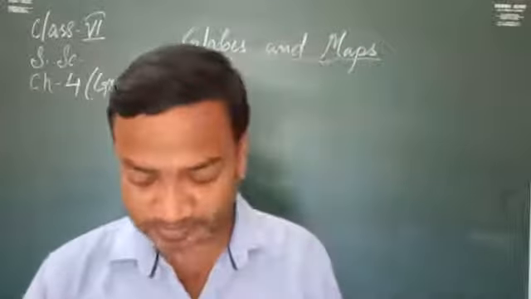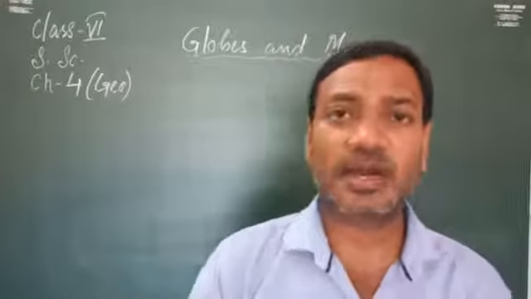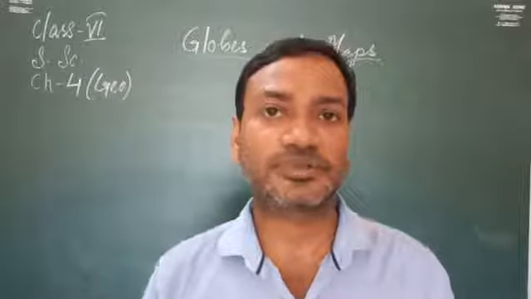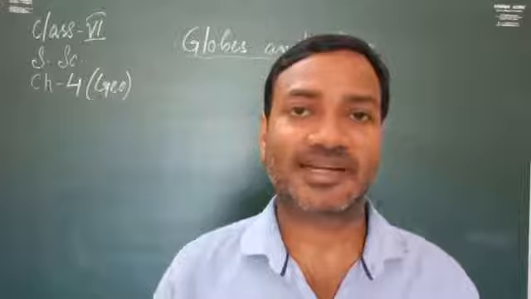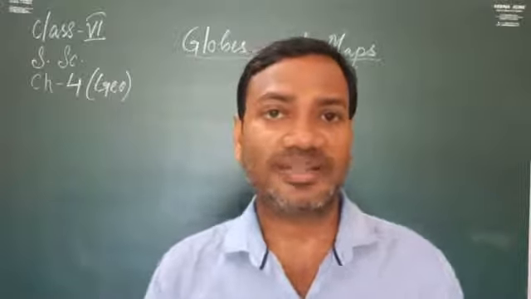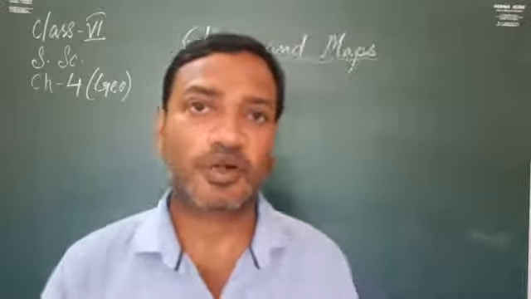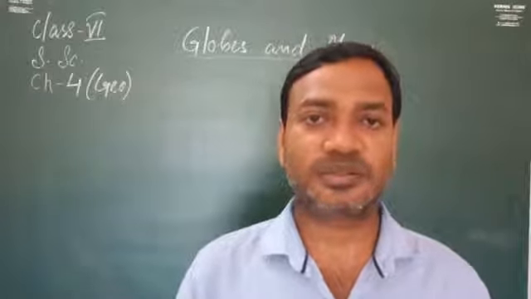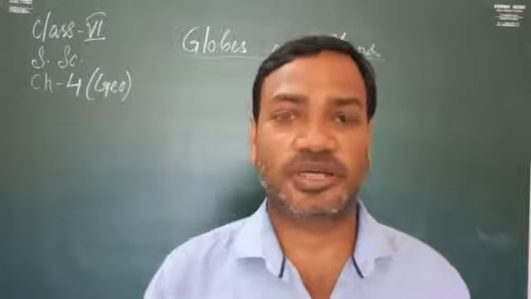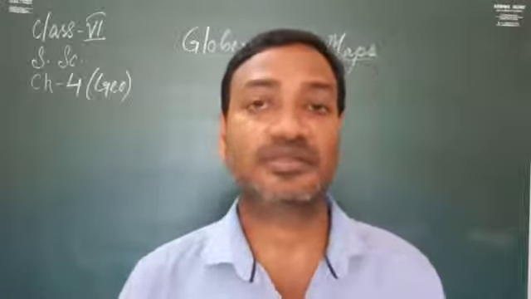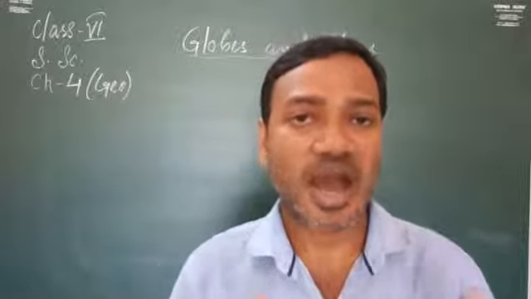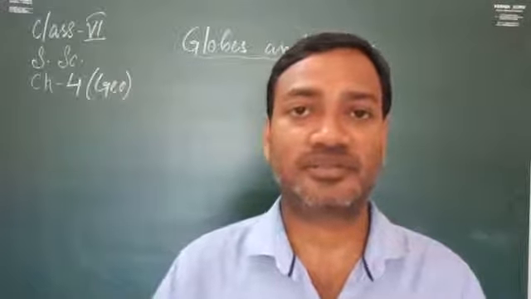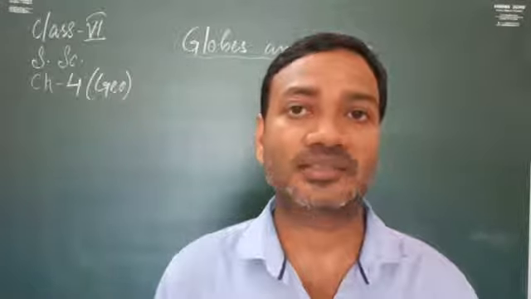So students, we know that our earth is spherical in shape, and it is very difficult to see the whole earth at a time. Even in the photographs taken by astronauts and satellites, we see only half of the earth, because it is spherical in shape. So we cannot see the whole earth at a time.